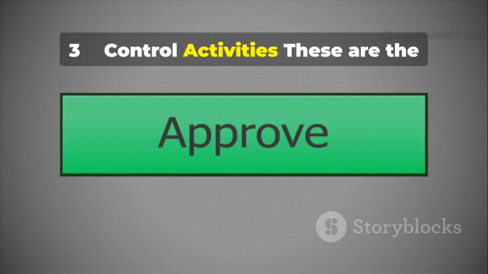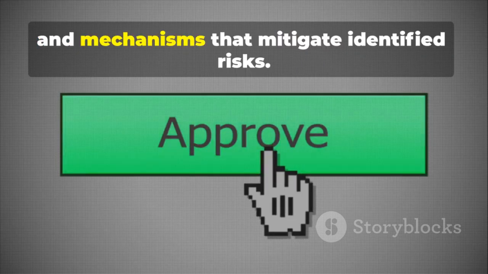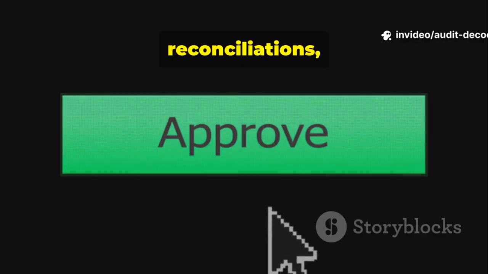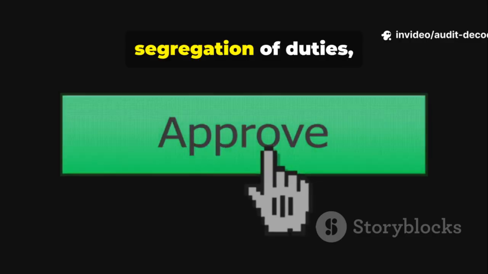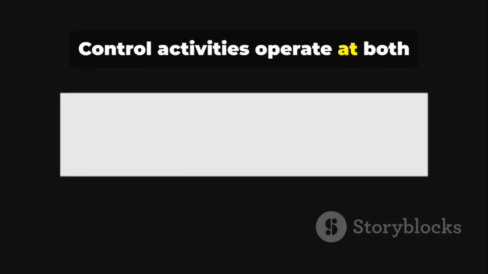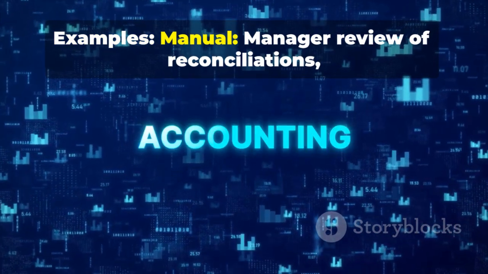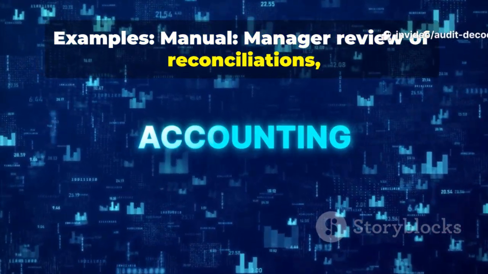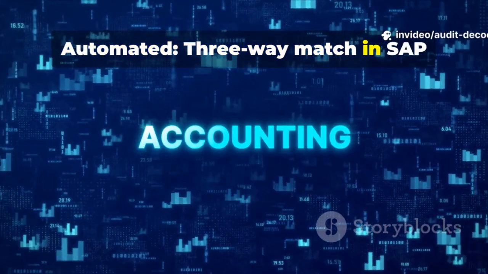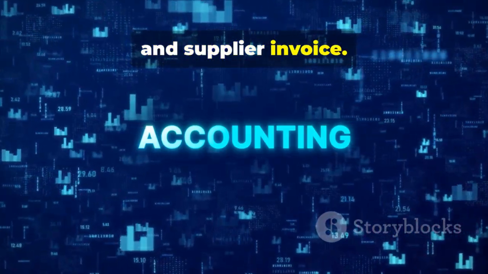3. Control activities. These are the actual policies, procedures, and mechanisms that mitigate identified risks. They include approvals, reconciliations, verifications, segregation of duties, and system-based controls. Control activities operate at both manual and automated levels. Examples: manual, manager review of reconciliations, sign-off of journal entries. Automated, 3-way match in SAP between purchase order, goods receipt, and supplier invoice.